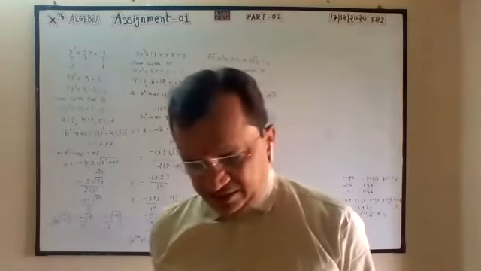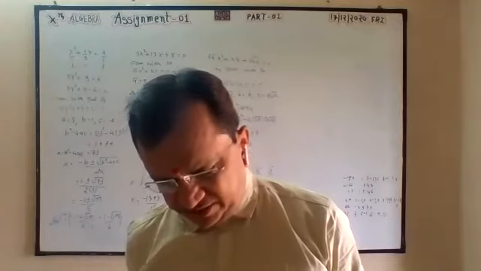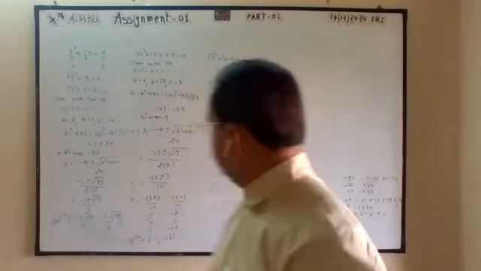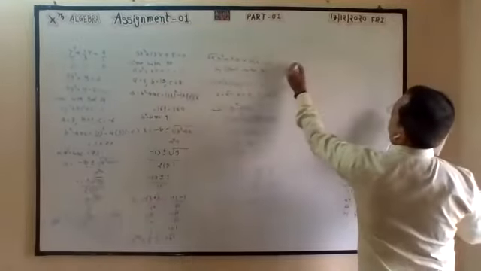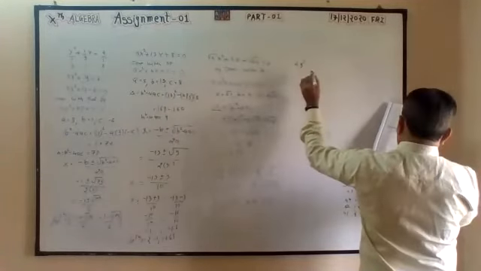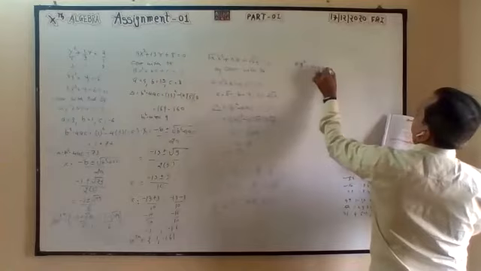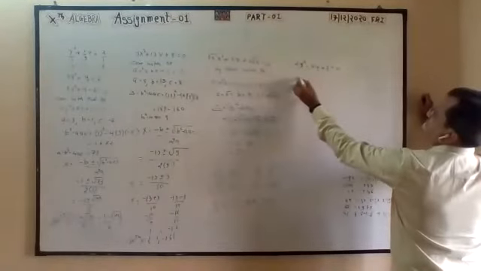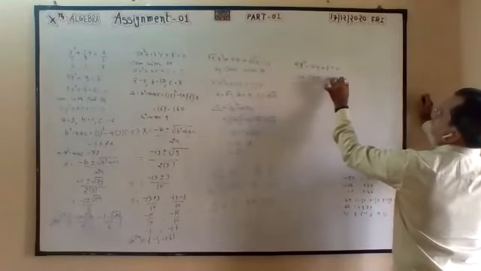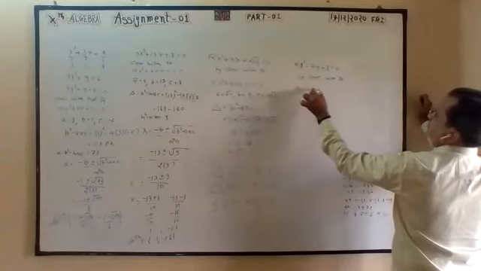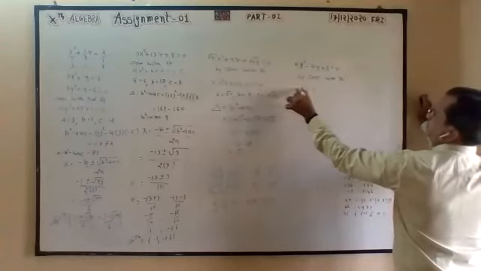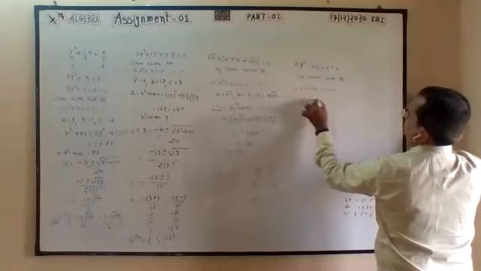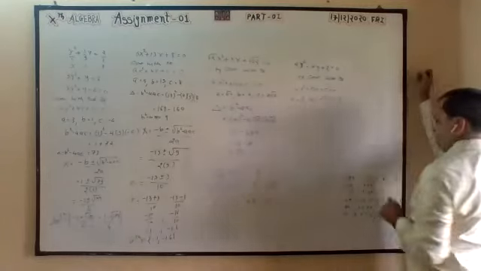So sometimes they will give: identify the nature. Next they have given 2y square, by comparing with the equation ax square plus bx plus c is equal to 0. a is equal to 2, b is equal to minus 7, c is equal to 2.